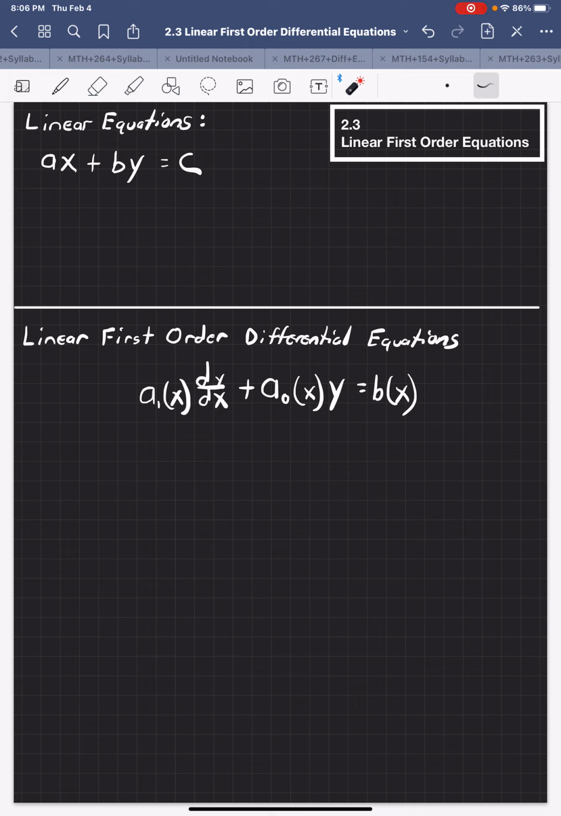We are also going to assume that these a of x, a sub 0 of x, and b of x are continuous, and they are differentiable functions of x.